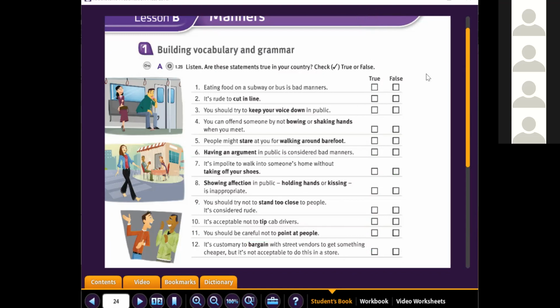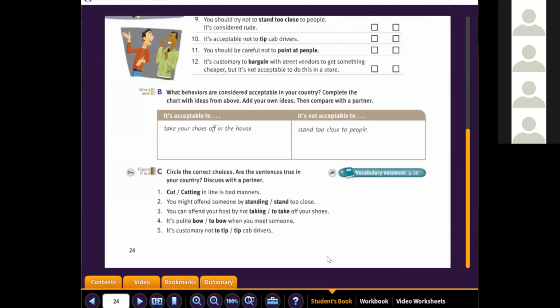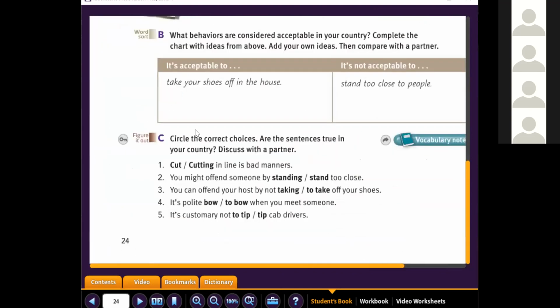Okay, guys, now that you have cleared this part, we are going to do the next activity that says circle the correct choices. Are the sentences true in your country? Discuss with a partner. Okay, so please help me, Cassandra, reading the first one. What word could be correct? Cut or cutting in the line is bad manners. What do you think, Cassandra? Cutting. What did you say, cut or cutting?